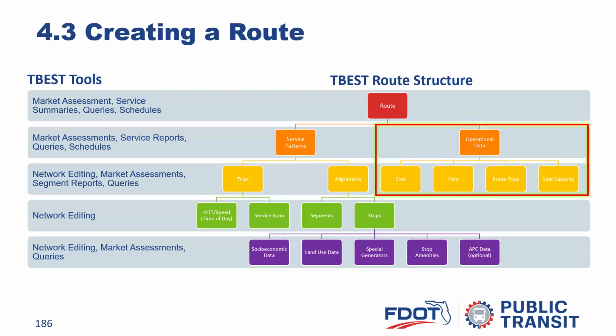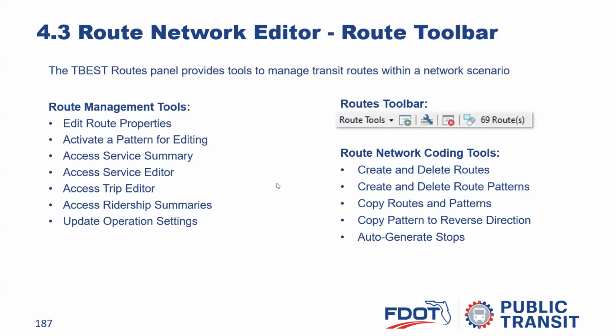All right, so we've kind of covered some of the operational data. So cost, fare, route type, capacity. So let's dig into some of this route structure. All right, so the TBEST route panel provides tools to manage transit routes within a network scenario. That includes activating a route pattern for editing, the properties of a route, accessing the service summary, the trip editor, the service editor, accessing ridership summaries and operation settings.